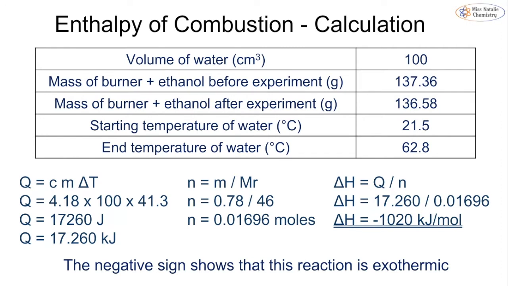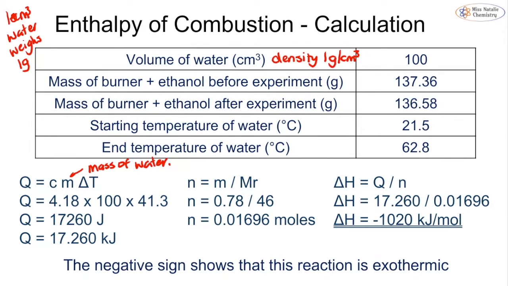Now, when we're looking at the volume of water, we have it in centimetres cubed, but the density of water is 1 gram per centimetre cubed. And what that means is that 1 centimetre cubed of water weighs 1 gram. So whatever value you have in centimetres cubed, that is the same value in grams. So our mass of the water is 100. Please note that this m, as we've said, has to be the mass of water. This is not the mass of the ethanol. We'll come to that in just a minute.